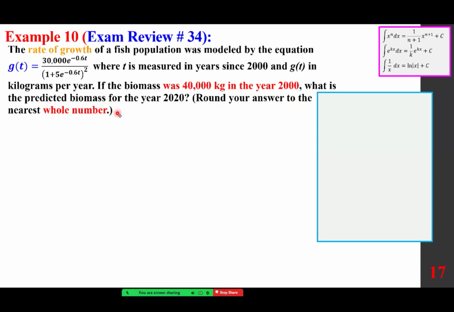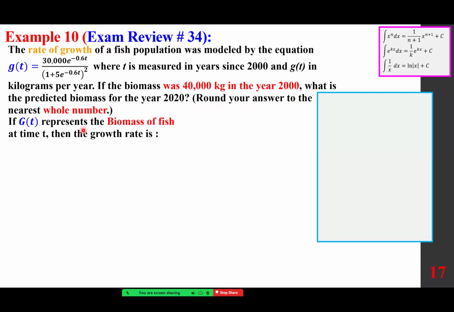All right, first and foremost, the moment we hear rate of growth, that is the derivative function. So if capital G of t represents the biomass at any time t, then the growth rate, capital G prime of t or lowercase g of t, is this function. And if we want to go from the year 2000 to 2020, we can take this to be the initial time, and therefore the initial value is 40,000. Capital G of 0 is 40,000.